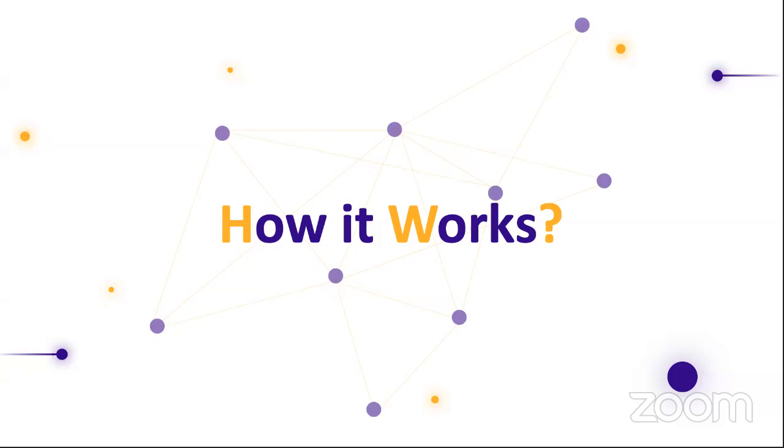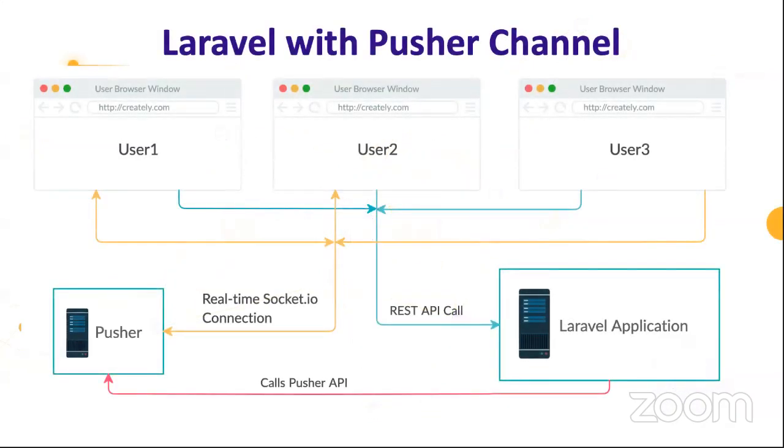But if you are planning to have your own thing, then you can use socket.io, where you can have your own Node.js server running on your server. So let's first see how this actually works with Pusher. Imagine we have three users, user 1, user 2, and user 3. Now we have a Laravel application and we have a Pusher service, I mean.